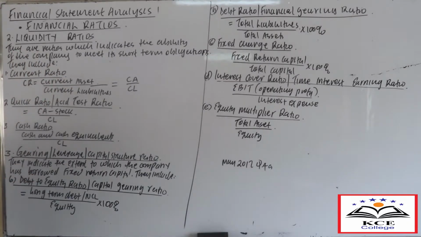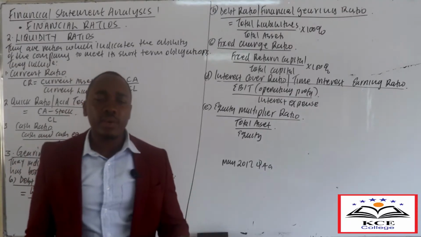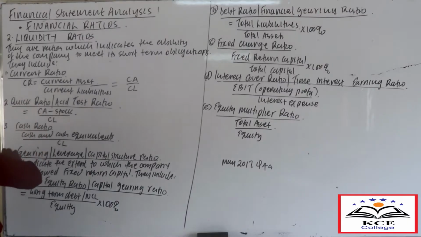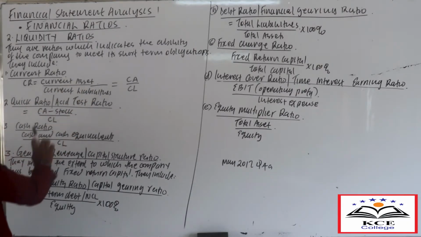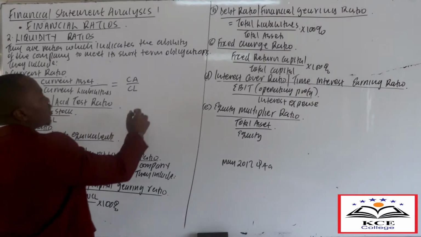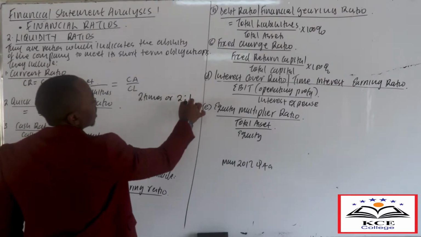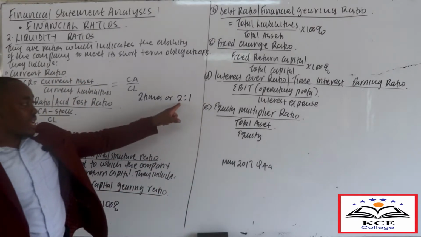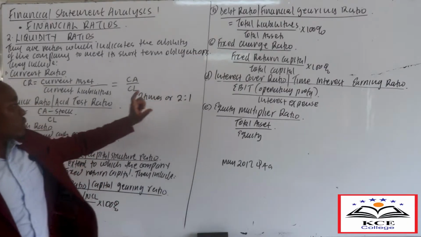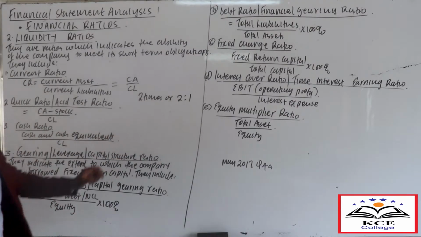Number 1, we have the current ratio. The current ratio shows the number of times the current liability can be paid out of the current assets. This is how we get the current ratio: you take the current asset over current liability. For the current ratio, the recommended ratio is 2 times, or 2:1. That means the current asset should be twice the current liability.